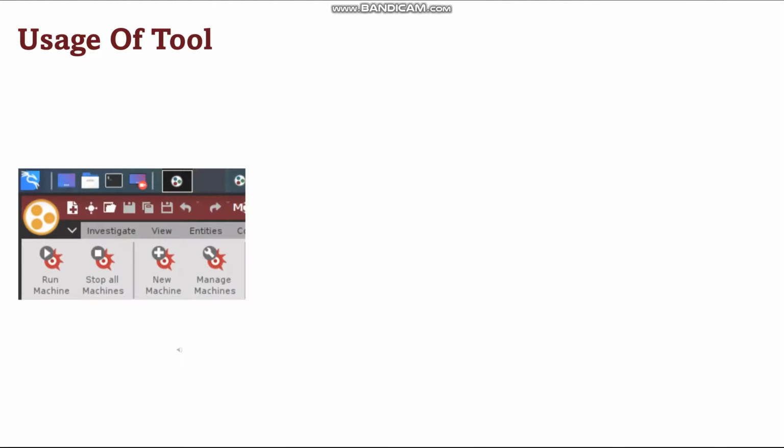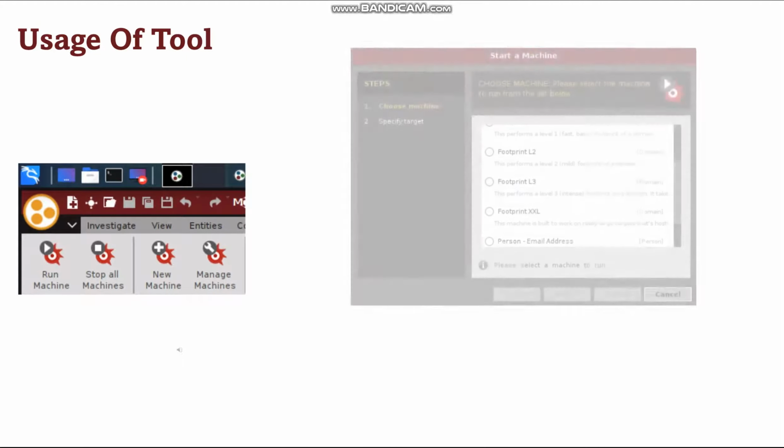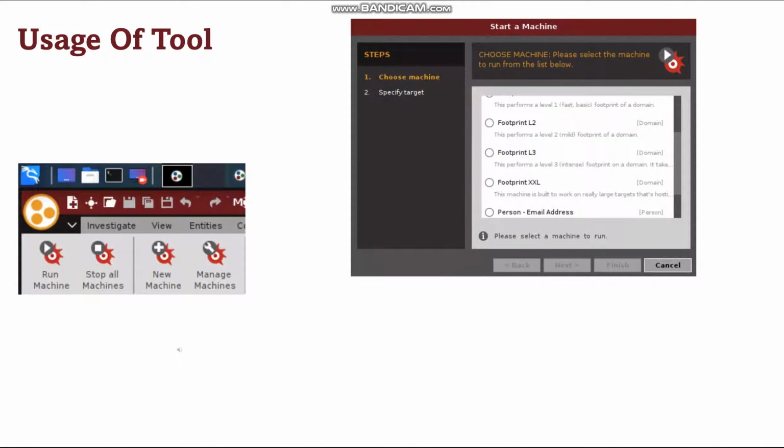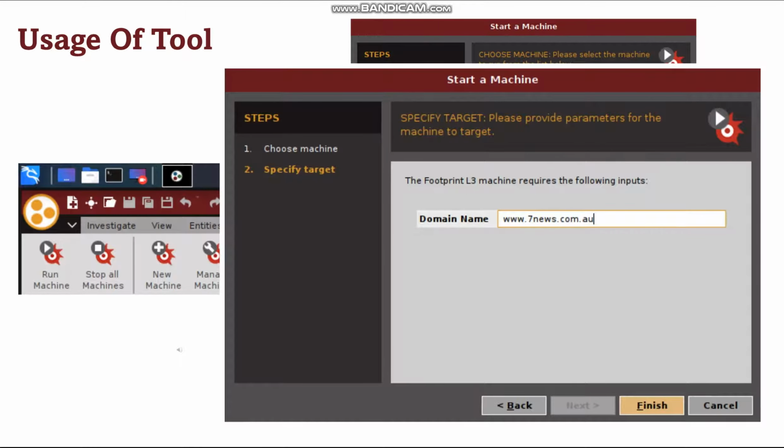After pressing Run Machine, the user needs to select the type of machine he wants to use for investigation. Every machine has different features. I chose Footprint 3, which gives very deep information of the domain I'm investigating. So I need to fill in the domain, as you can see in this image. I chose a website from Australia.